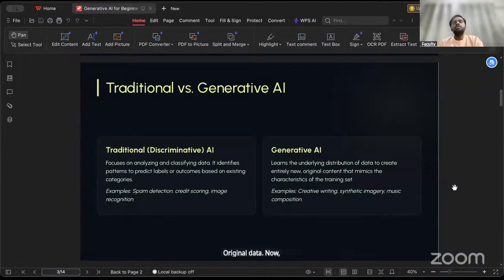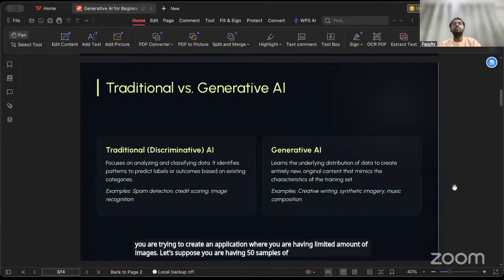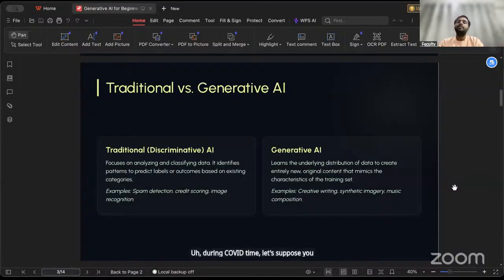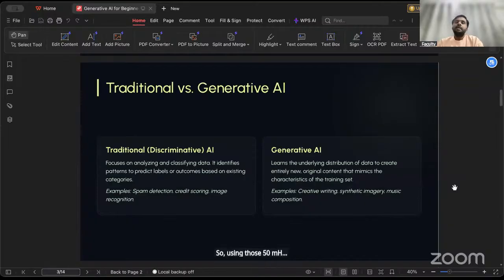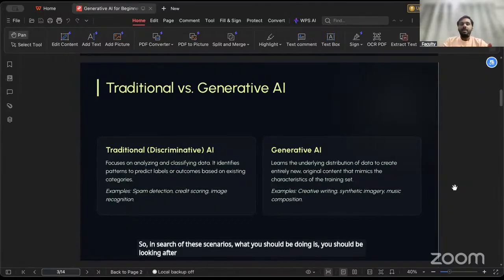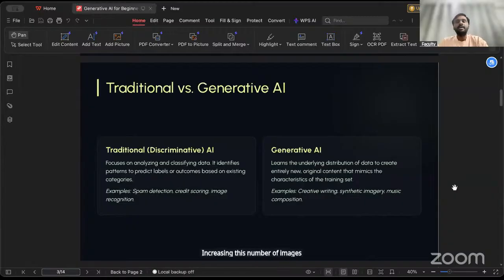Now, suppose you are trying to create an application where you have a limited amount of images. Let's suppose you have 50 images of pneumonia patients from COVID time, or 50 MRI images. Using those 50 images, it is not ideally feasible to train a good model with only a limited amount of data. So in such scenarios, you should look at increasing the number of images. Now there are ways to increase them.